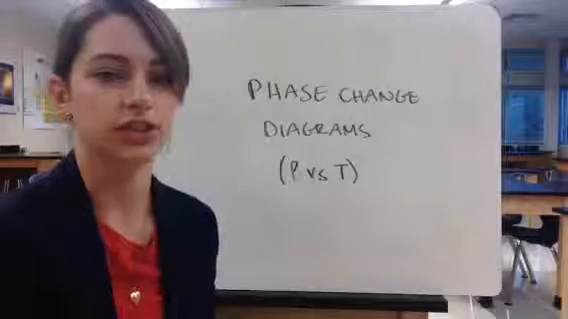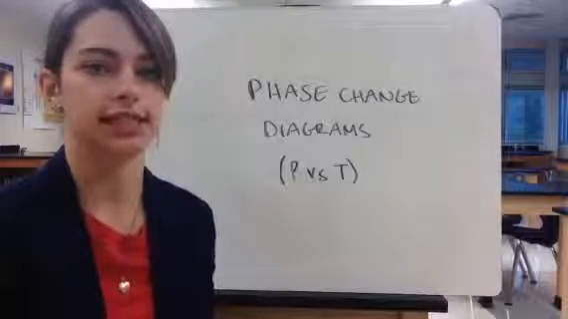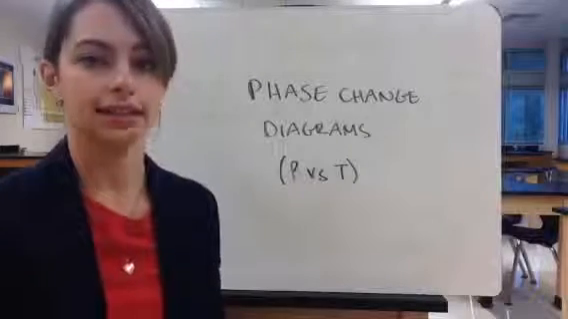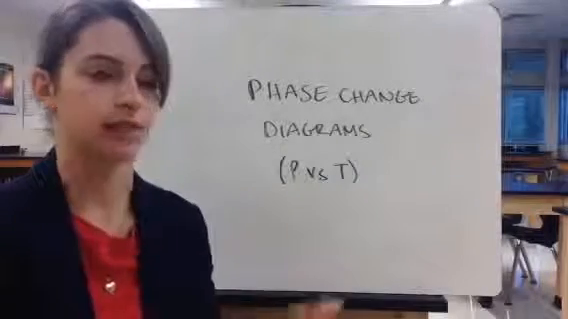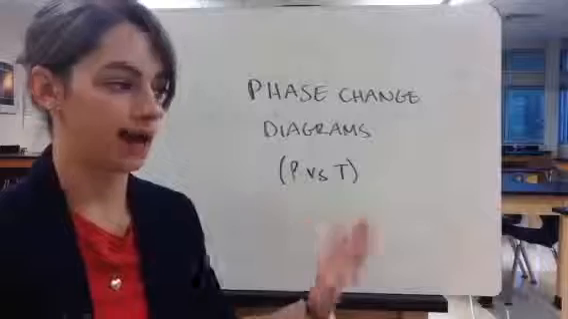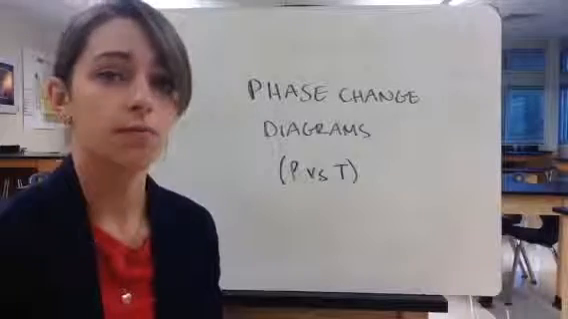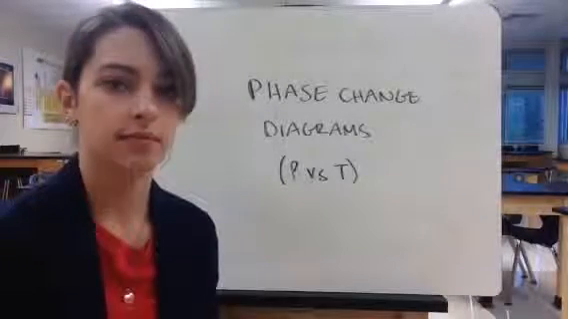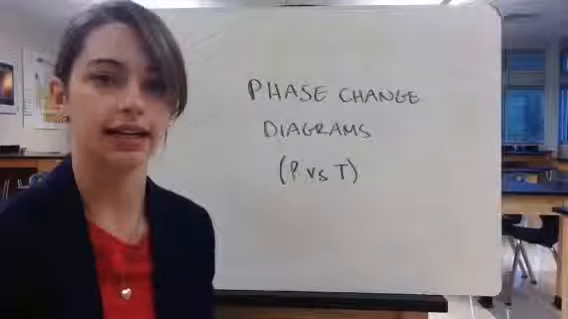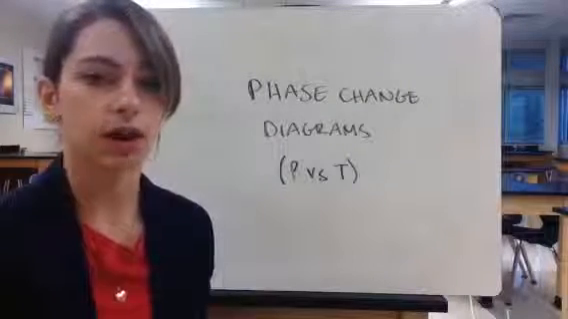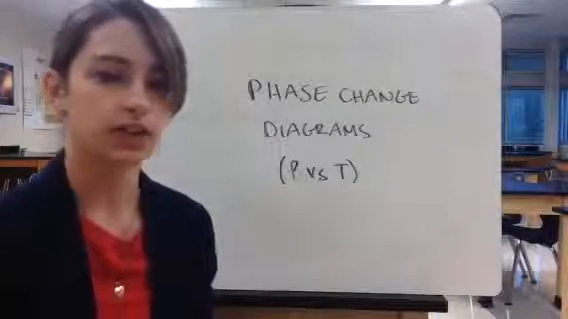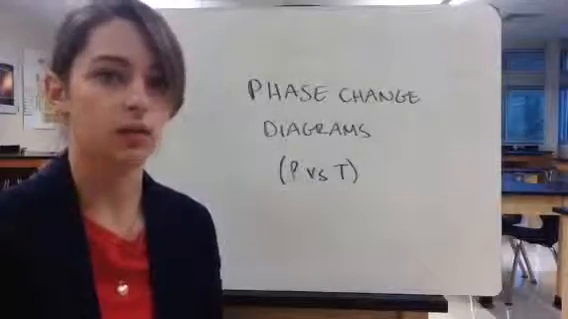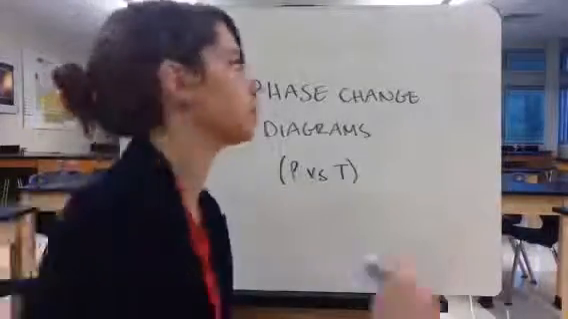Normally, when we think about changes in state, we think about changes in state at what's considered a constant pressure. So at the same room pressure here, same atmospheric pressure that we have in our room. But you can also change states by changing the pressure, but keeping it at a constant temperature. So we're going to look at what a change in state or a phase change graph looks like when we're looking at both pressure and temperature.